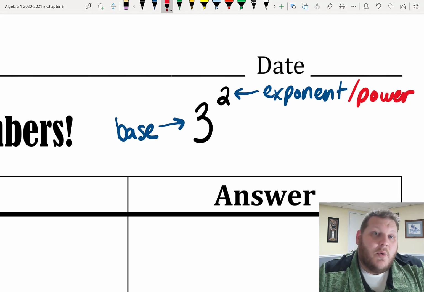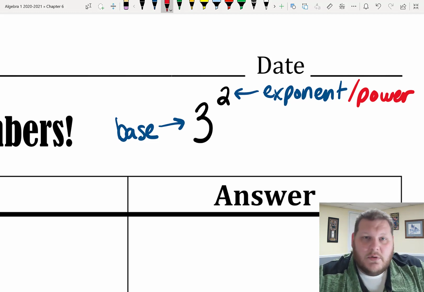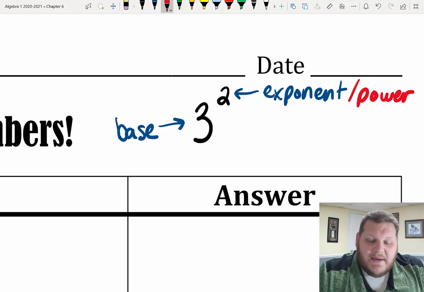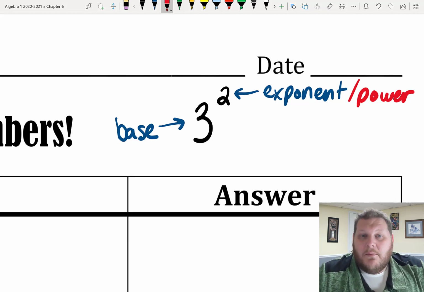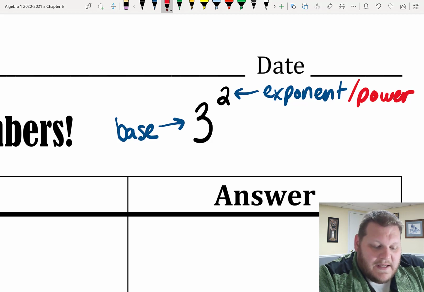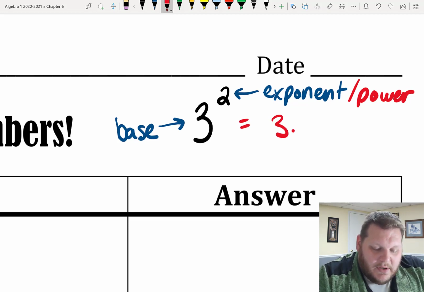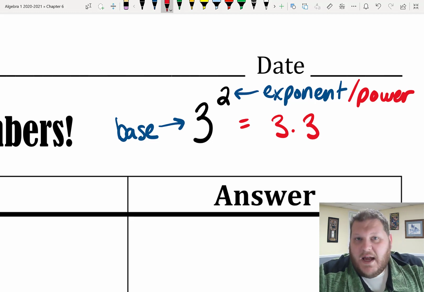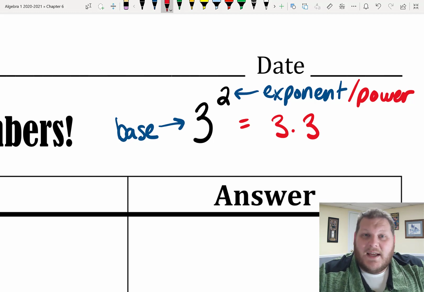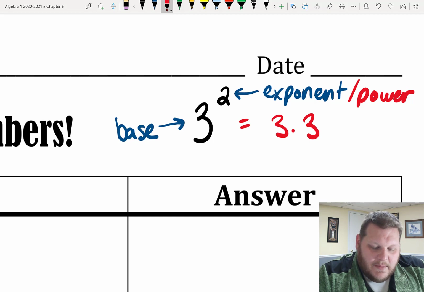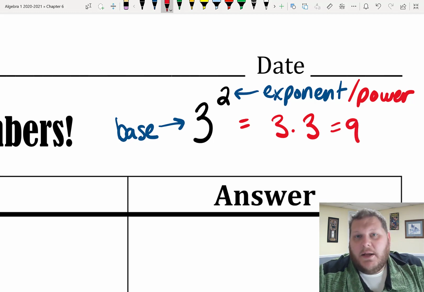Here this is 3 squared, how we would say it out loud, or 3 to the second power. My base is 3. That is the number that's being multiplied. The exponent is 2 here. That tells me how many times I'm multiplying that base together. And that's basically what an exponent does. It takes this base and multiplies it together a certain number of times. The most common one we've dealt with is squaring something, which is just multiplying it by itself. So 3 squared being 3 times 3 would be positive 9.